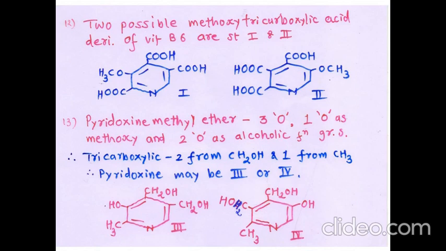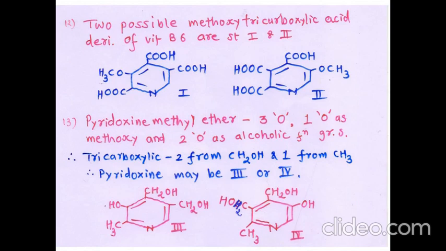Now the third one, pyridoxine methyl ether. 3 oxygens are there in pyridoxine methyl ether, friends. Pure pyridoxine, vitamin B6, only monomethyl ether derivative. 3 oxygens are there, yes. 1 oxygen as a methoxy group, right? And 2 oxygens are in the alcoholic functional group form. That means they are present in CH2OH, CH2OH.